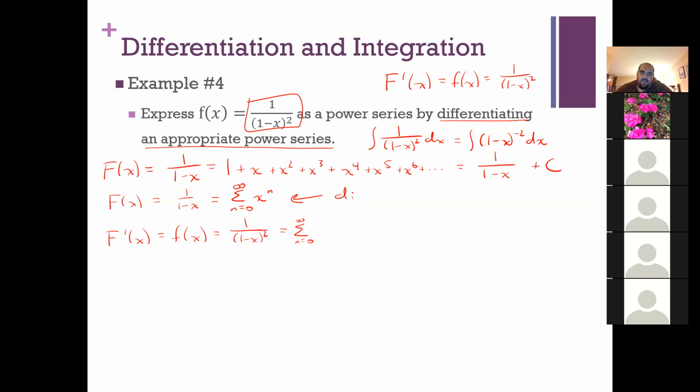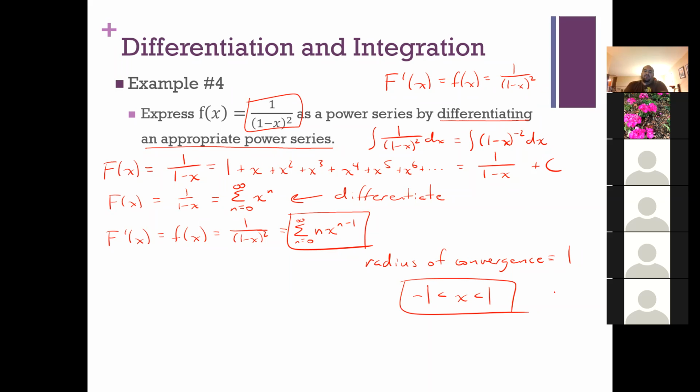So keep in mind here, I can differentiate this directly just by differentiating the general term. So if I differentiate that, that's probably the first technique in differentiation you learn. I get n times x to the n minus 1. And because of the theorem I gave you, we know what the radius of convergence is of the power series associated with x to the n. And I know that when I take the derivative, I'm going to have the same radius of convergence. So the radius of convergence is also 1. So basically, my interval of convergence will be -1 to 1.